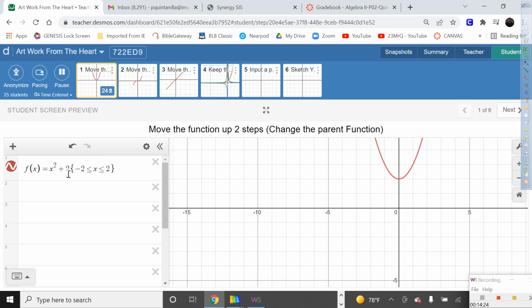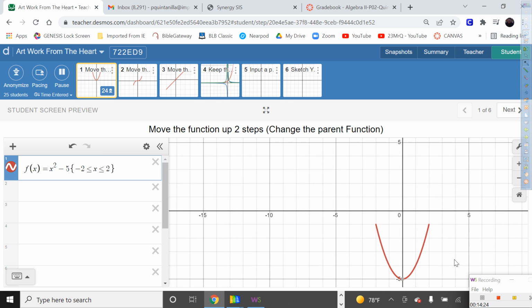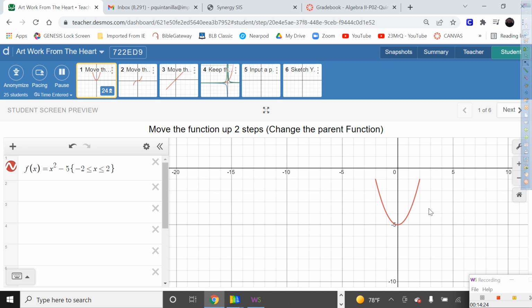But instead of moving it up 2 steps, tell your neighbor to move it 5 steps down and tell them what to do. 5 steps down. Okay, so you should have done what? -5. And there it is. 5 steps down. How are we doing? Good?